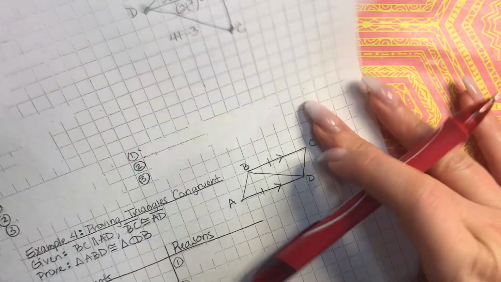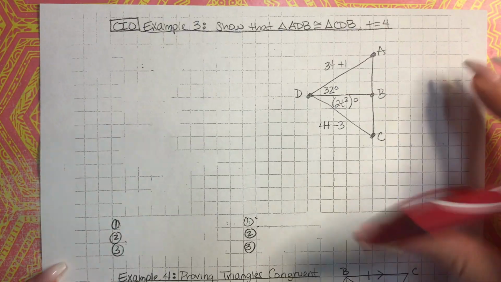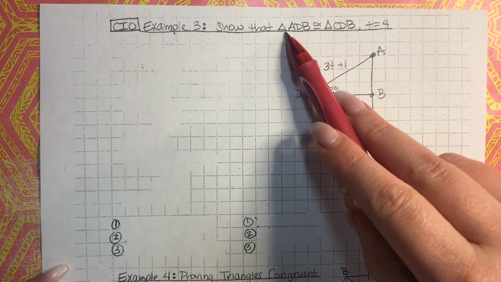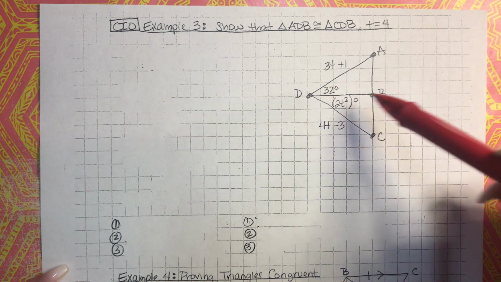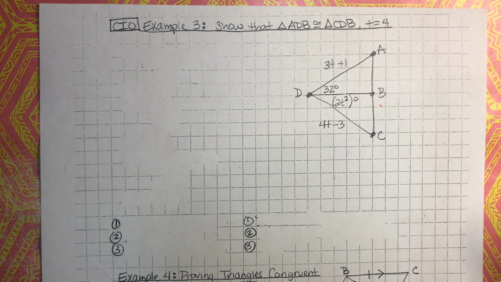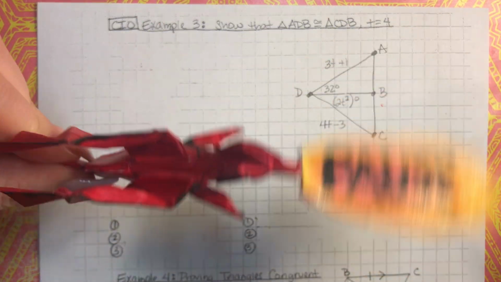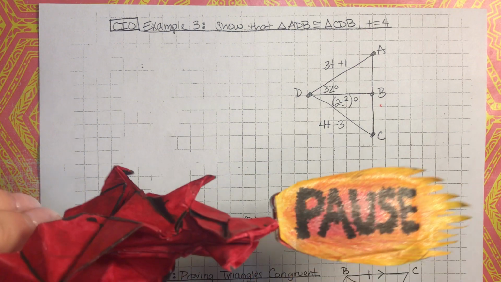Now it is time for you to check it out and try this problem on your own. Check it out, problem 3. It says, show that triangle ADB is congruent to CDB when t is equal to 4. All right? So here's my friend the pause dragon. I remind you to pause your device. Go ahead and work this problem out. When you get done, press play and we'll talk about it together. All right, see you in a bit.